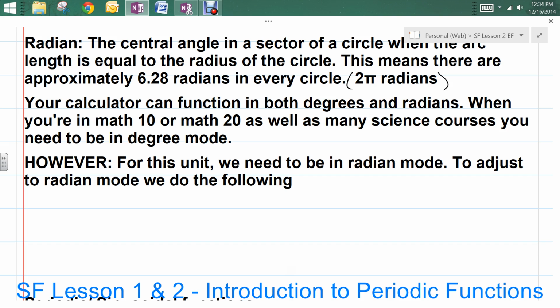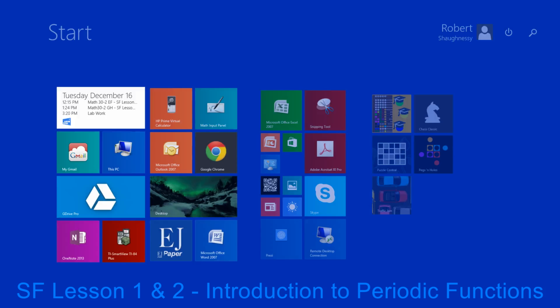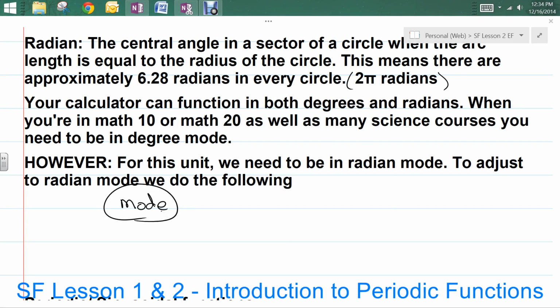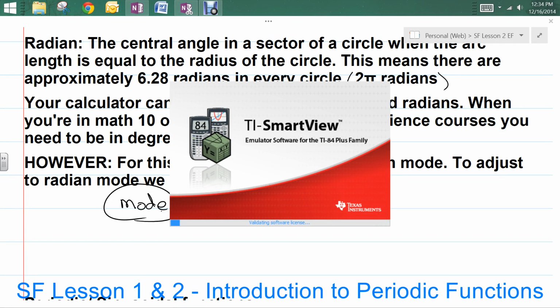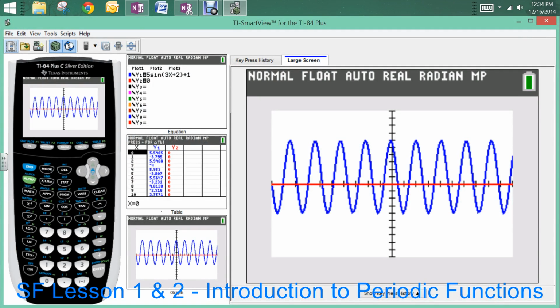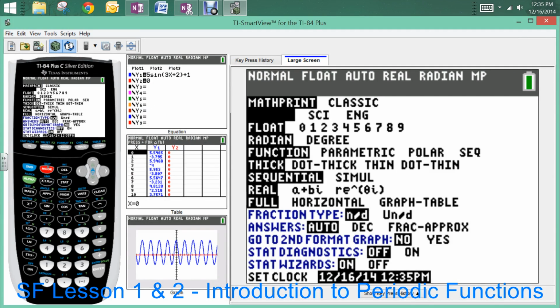Okay? But if you're not sure, or if you're in a science course where you're doing vectors or something like that, and you need to use degrees, you have to be able to push that back and forth. So you're going to push the mode button. I'm just going to go through and load up my calculator. When you push the mode button, which is right up at the top, it brings up a list. Now, depending on your model of calculator, it looks a little different.